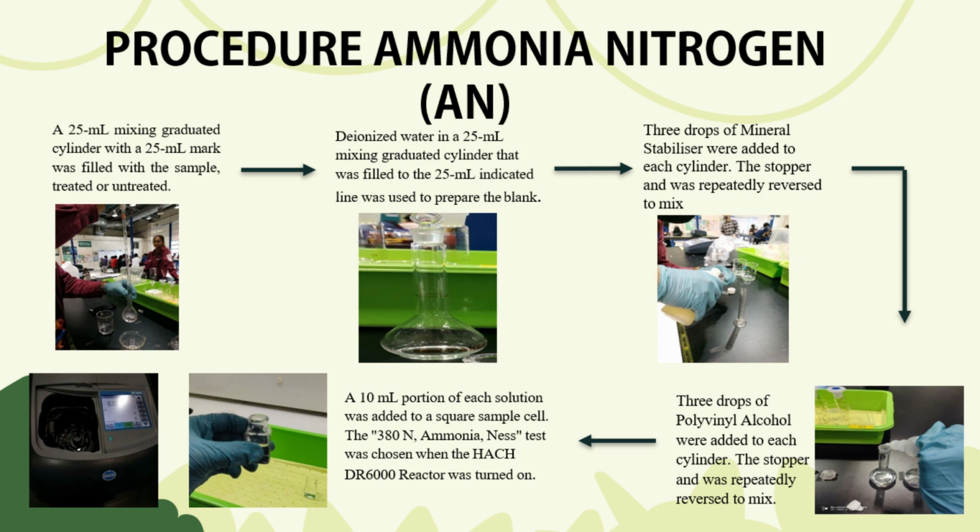Next, 3 drops of mineral stabilizer were added to each cylinder, the stopper, and was repeatedly reversed to mix. And then 3 drops of polyvinyl alcohol were added to each cylinder, the stopper, and was repeatedly reversed to mix. And lastly, a 10 ml portion of each solution was added to square sample cell. The 3X0N ammonium test was used when the HDR6000 reactor was turned on.